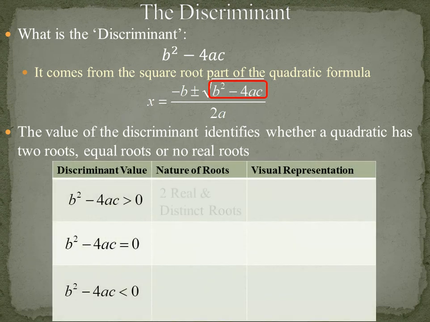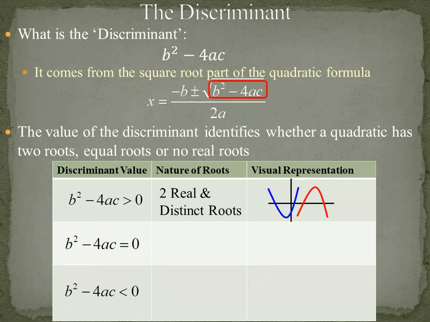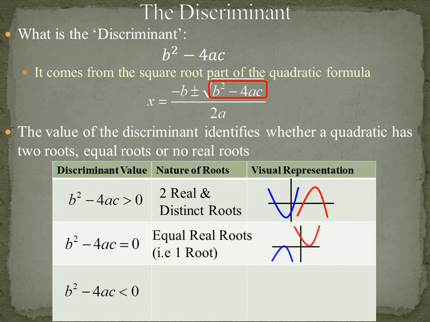When b squared minus 4ac is greater than 0, it will have two real and distinct roots. In the formula, that means it can be square rooted, and will therefore give a plus and a minus, which changes and gives you the two different x coordinates. So that's the type of quadratics you're looking at. When b squared minus 4ac equals 0, you have equal real roots. That means you have one root. That means your parabola, whether it be max or min, is just sitting on the x-axis. It's just touching it, not cutting.